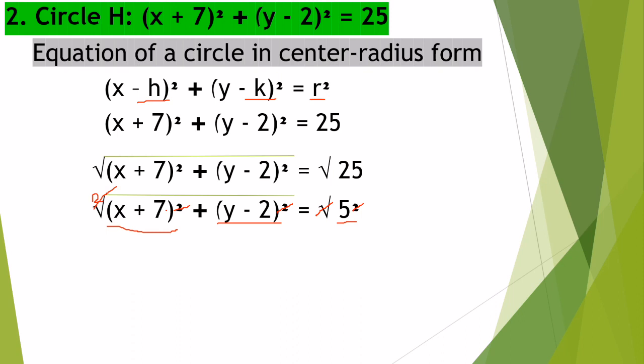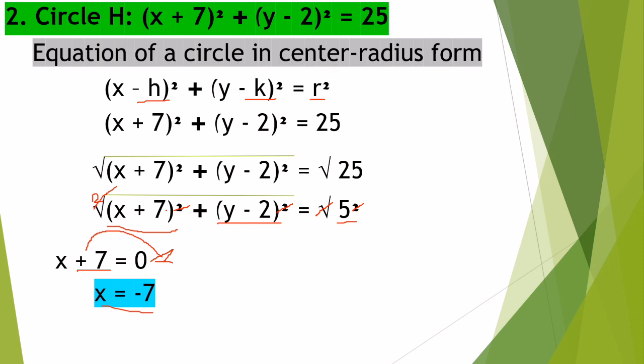Ang susunod, para makuha natin ang value ng x or ang coordinate ng x, i-equate natin siya into 0. Kaya meron tayong x plus 7 is equal to 0. Para makuha natin ang value ni x, ililipat natin ang constant or number na positive 7 sa kabila ng equal sign. So, kung ililipat natin siya, yung positive dito magiging negative na. Palitan lang natin ang sign niya. Kaya meron na tayong x is equal to negative 7.